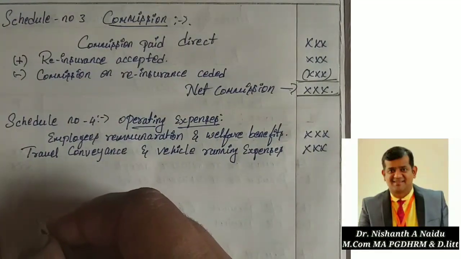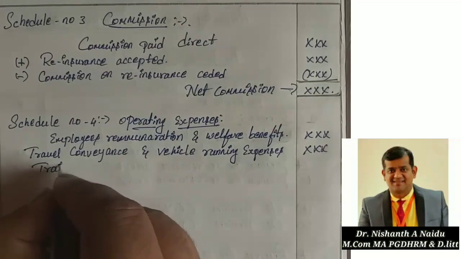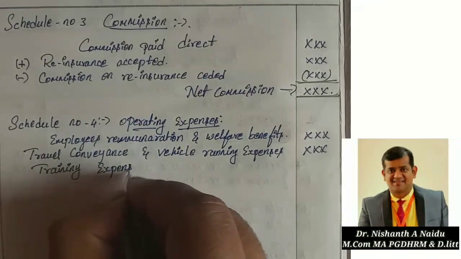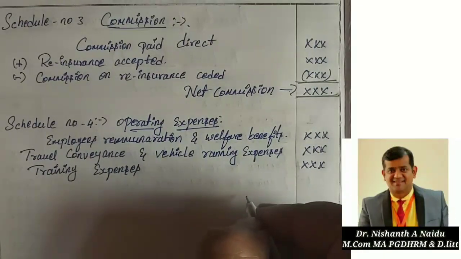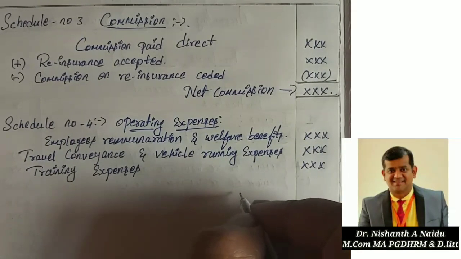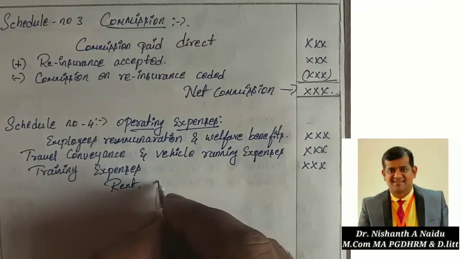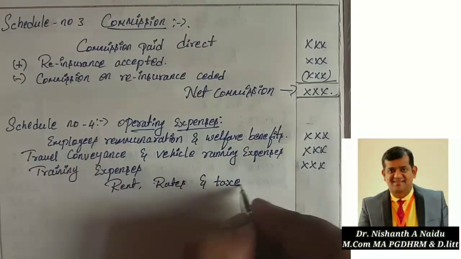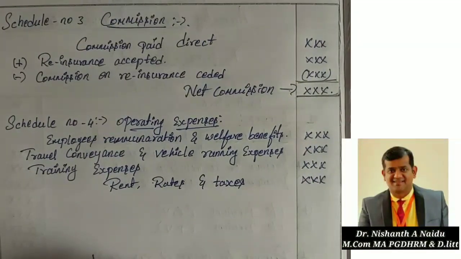Done. Yes. Next, training expenses. Next, rent, rates and taxes, if any of such kind of expenses. So those kind of expenses also will come under schedule number 4.